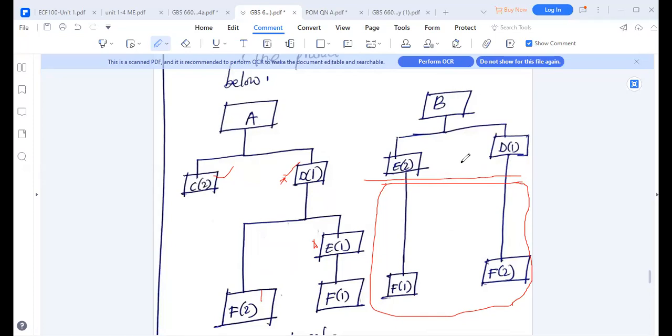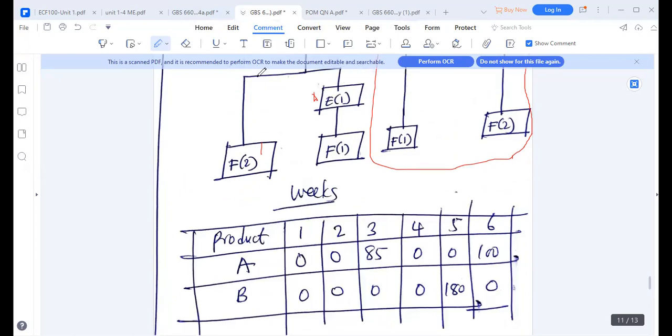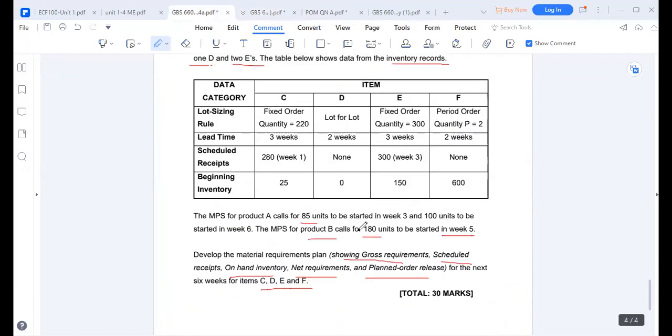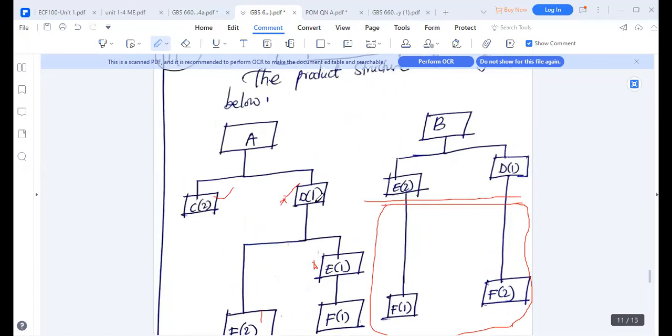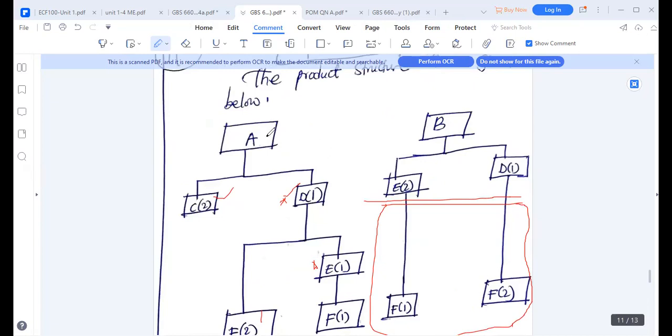Now we can get into the MRP for these items. The information has been given concerning the requirements for products A and B. So these other products depend on A and B. Without them, C, D, and F will not be there. So the first thing to do is to consider the final products, A and B.